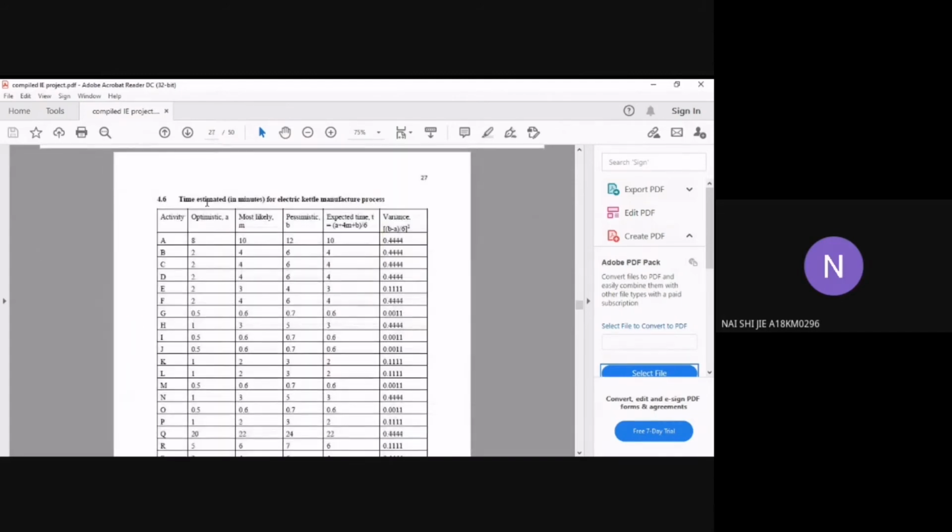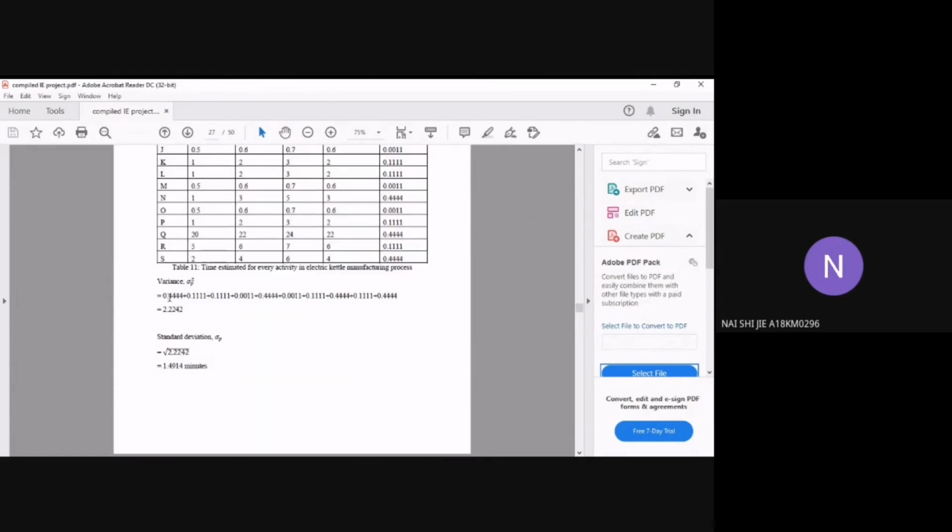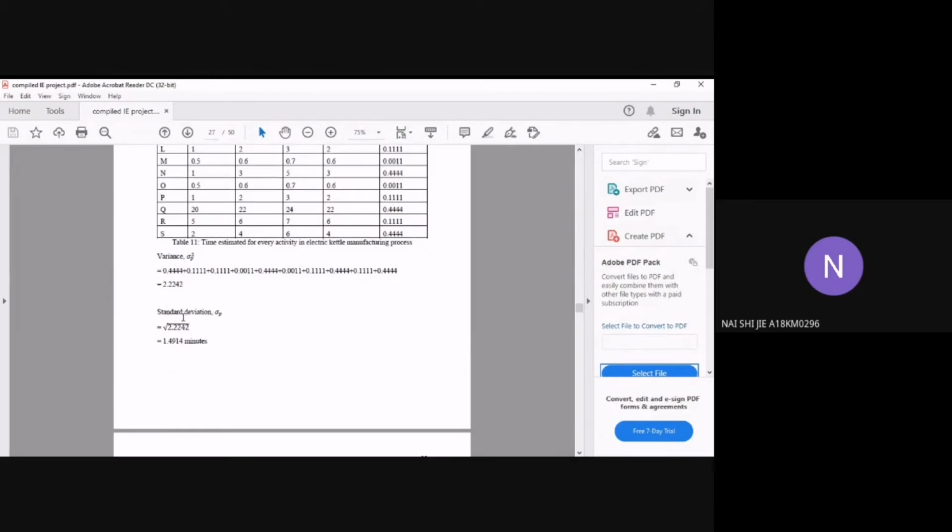Next, we also estimate the time for every activity in the electric kettle manufacture process. We determine that the total variance is 2.2242 and the standard deviation is 1.49 minutes.